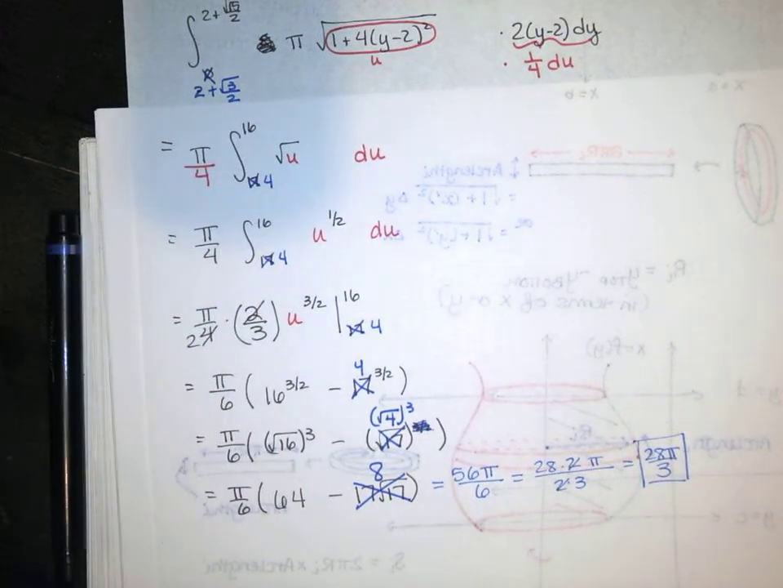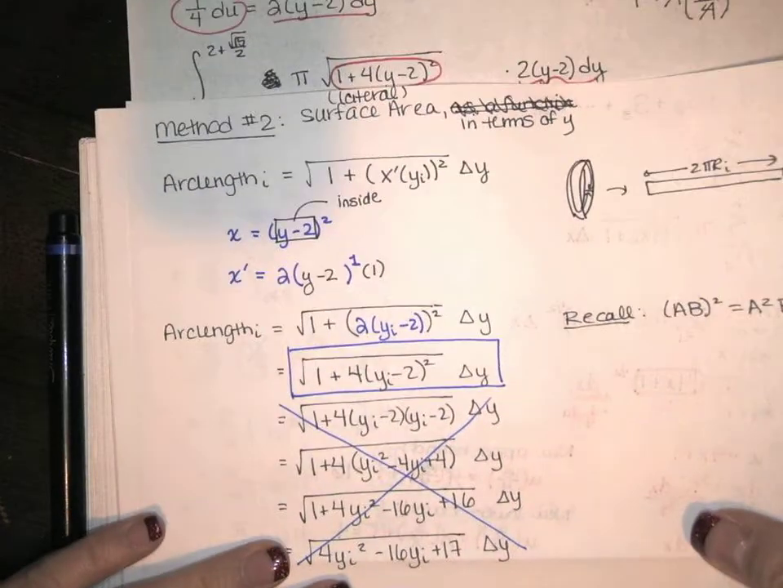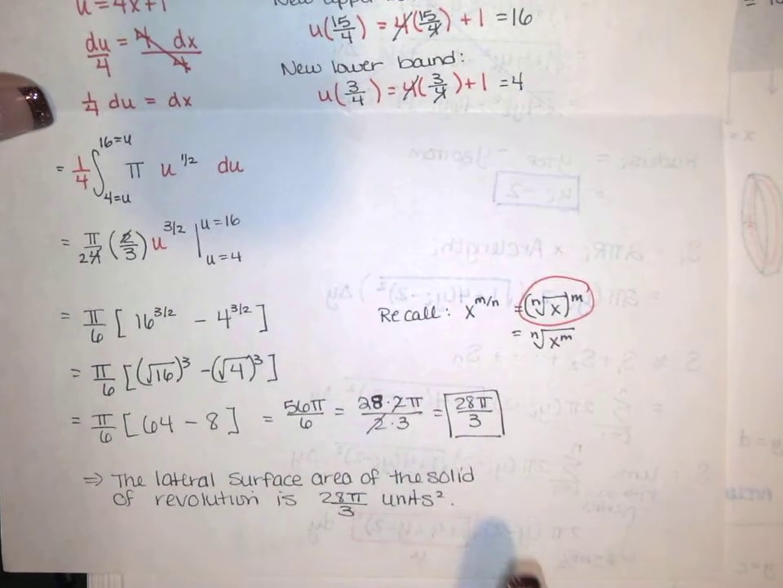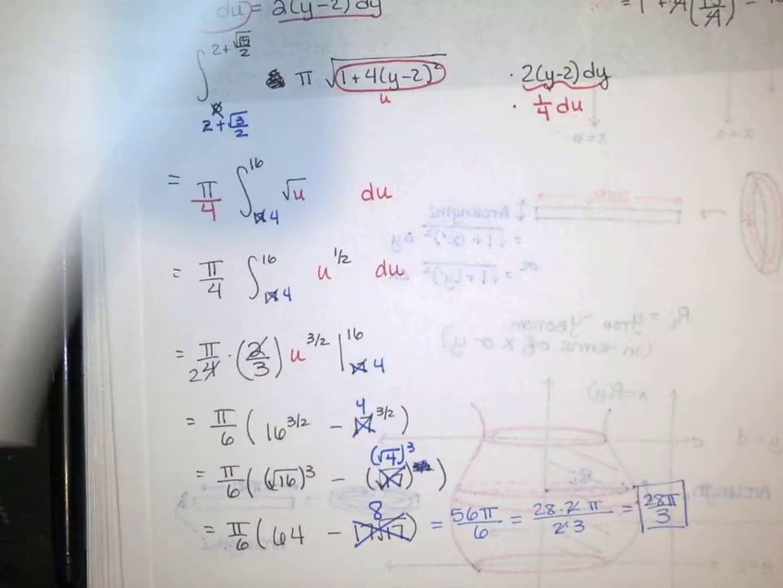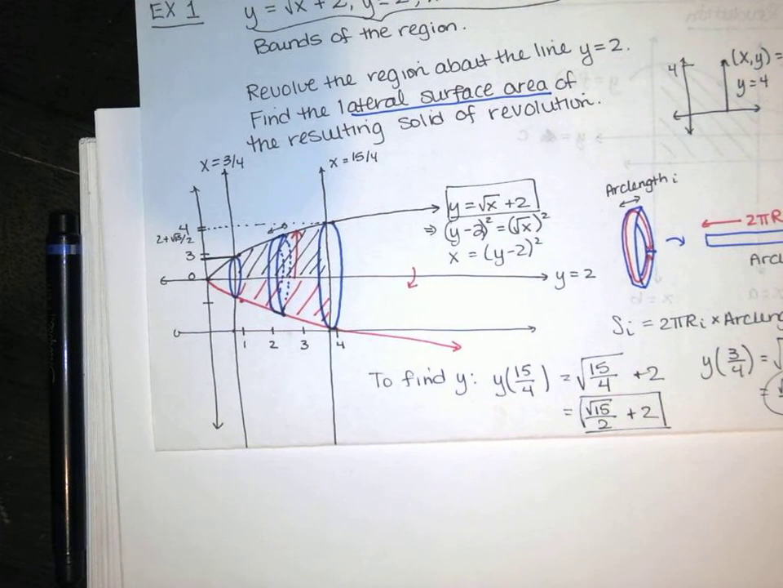Let's check. Got to go through a lot of old notes. This was the beginning of method number 2. This is method number 1, 28 pi over 3. Boom, 28 pi over 3. Okay, so we learned something from this example. Because I made a mistake. Mistakes are awesome learning opportunities.